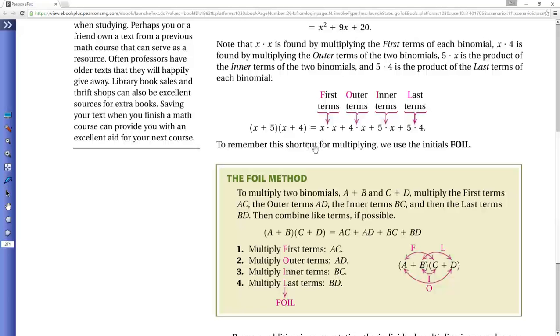Okay, so FOIL stands for first, so I take first times first, x times x in this case. This is the first term of the first binomial and the first term of the second binomial, so first times first. Outer, so when I put this in here, I have an outer term here, x, and this outer term of 4. So I get x times 4. Inner means the inner two, the ones that are close together here inside, and then last times last. So I get this FOIL.